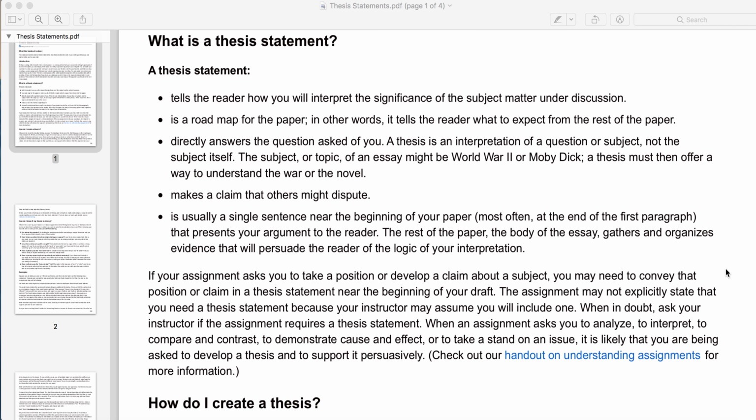It's actually a direct, one sentence answer to this research question, and it tells the reader how you will interpret the significance of the subject matter under discussion. It's also a roadmap for the paper, so it tells the reader what to expect from the rest of the paper. It directly answers a research question. It makes a claim that others might dispute, and it's a single sentence near the beginning of your paper, most often at the end of the first paragraph, that presents your argument to the reader.